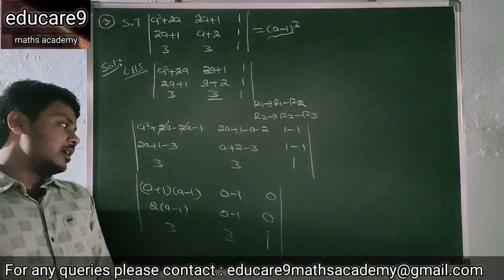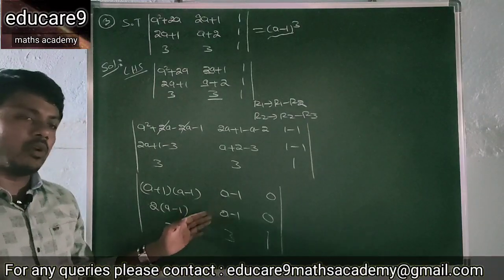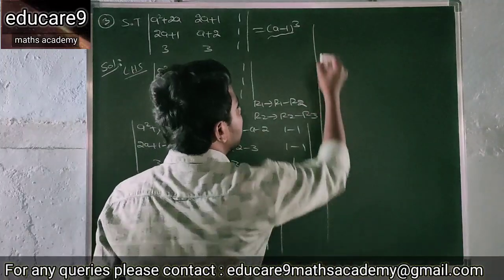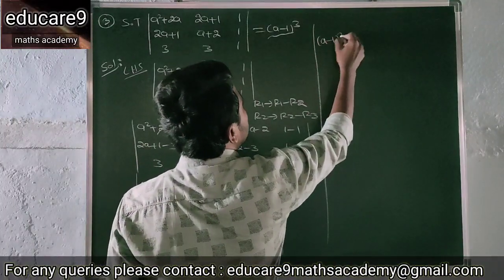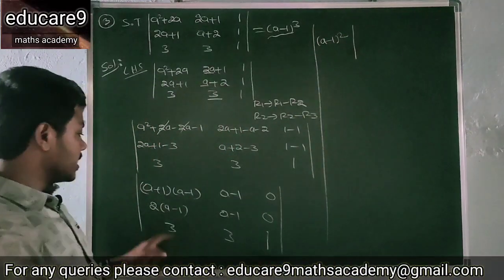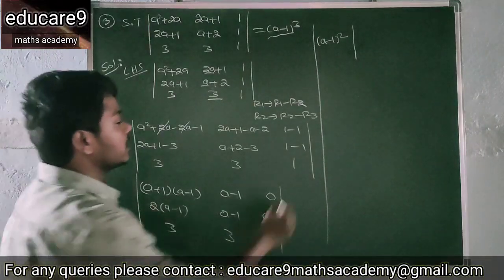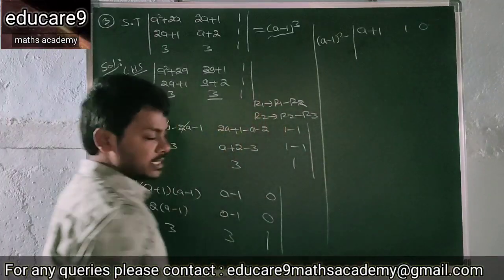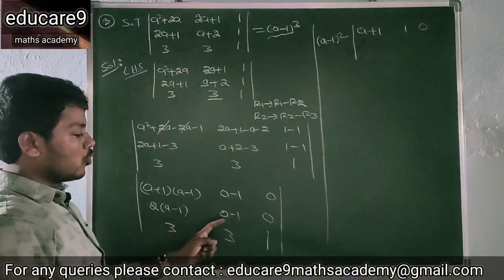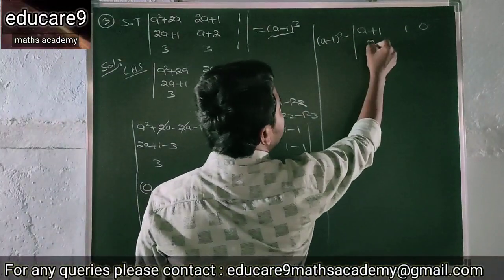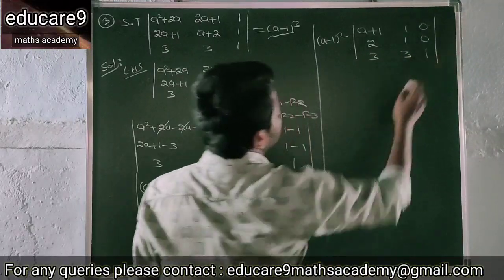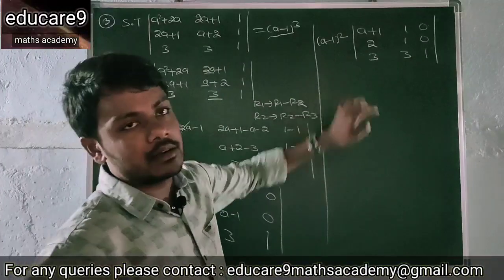So clearly from the first row and second row, a minus 1 is common. So what you get? A minus 1 whole square. See here, what are the remaining terms? A plus 1, 1, 0. Next here 2, 1, 0. So the last one, 3, 3, 1. So now we find the determinant.